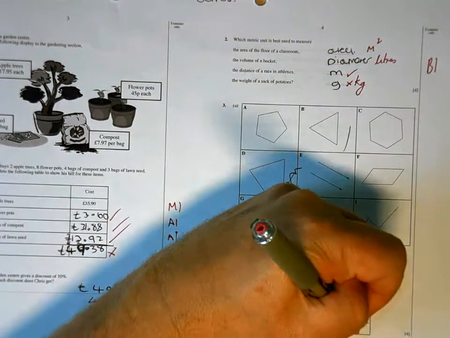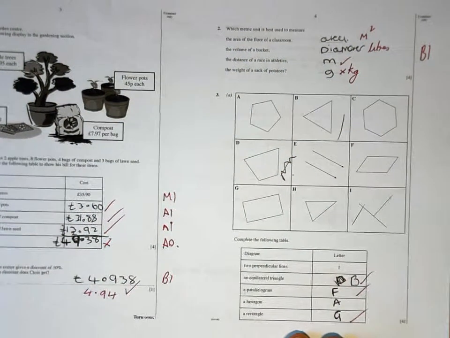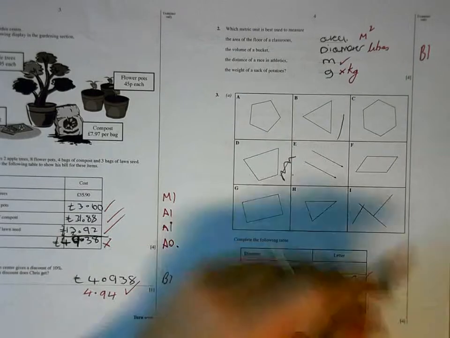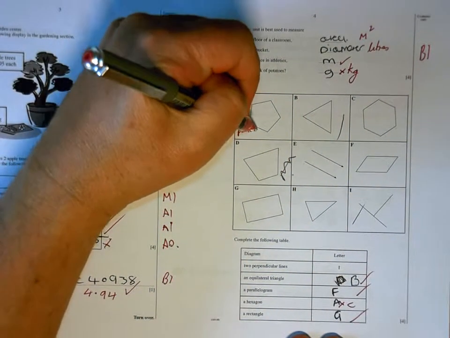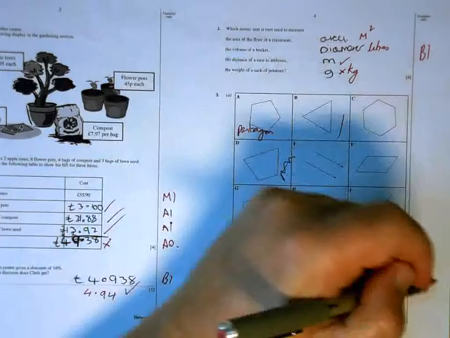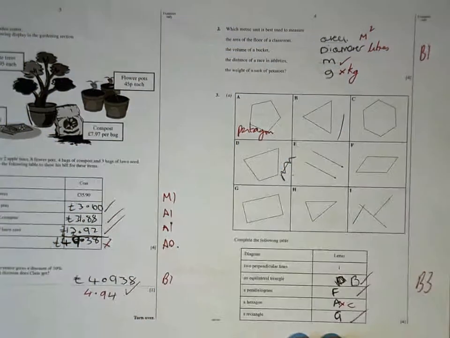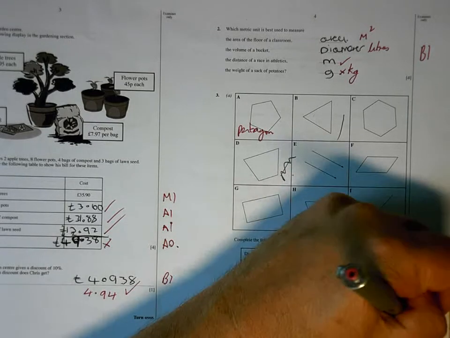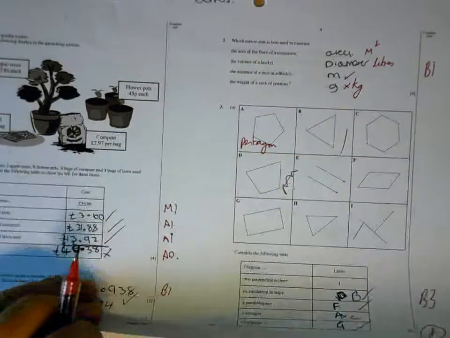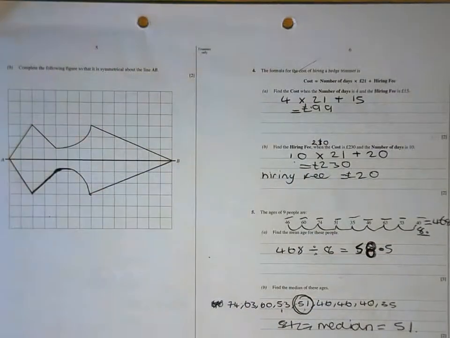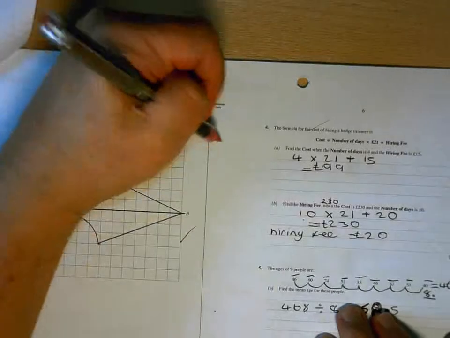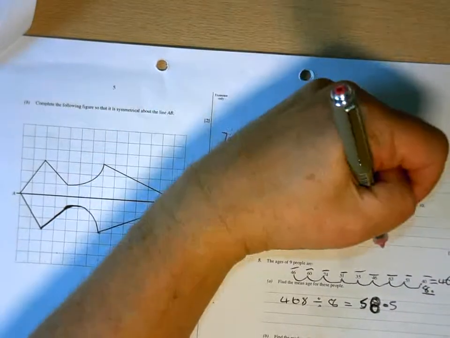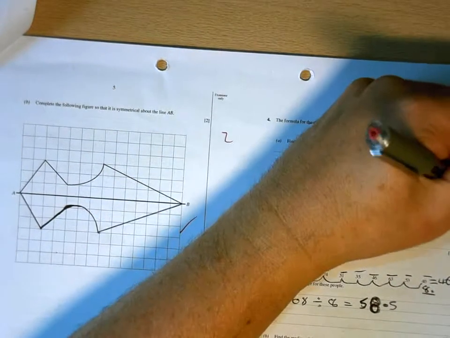B and F and G are correct, but a hexagon is C. That is a pentagon. So 3 out of 4 for that, giving you for the first page 8 marks. That's pretty good. You get the marks for that. 99 and 20 are also correct.